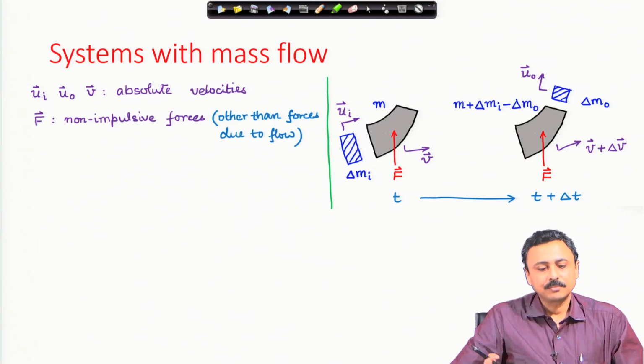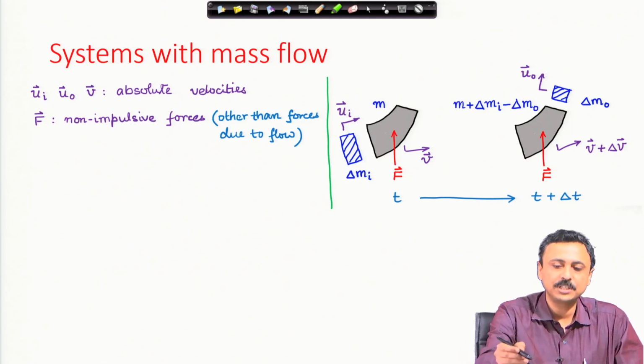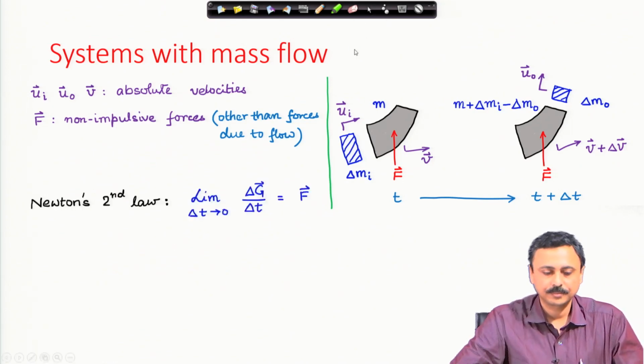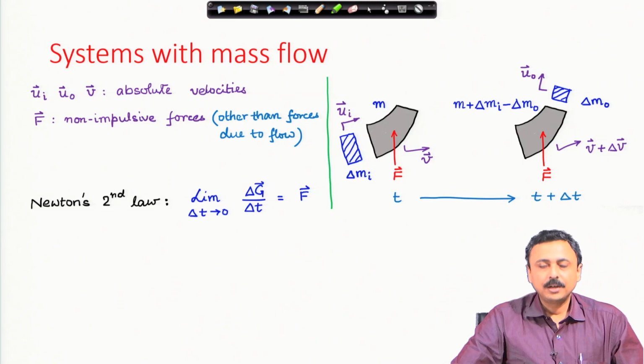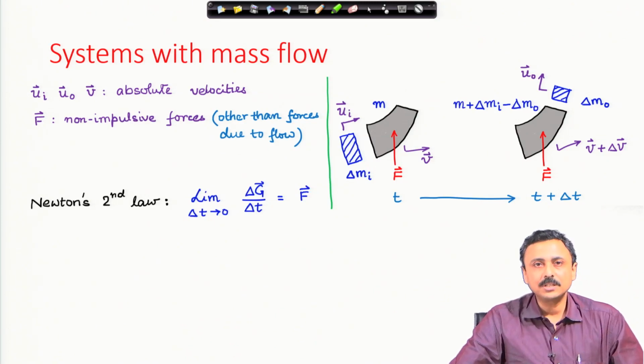F is the net force, the non-impulsive forces which are acting on the system, and these forces do not account for the flow forces. Flow forces, we will see how they evolve. Now, we will write Newton's second law for this system. In this case, it is very simply written as limit as delta t goes to 0, change of linear momentum divided by change of time is equal to force. This is rate of change of linear momentum is equal to force. This is the form of Newton's second law.